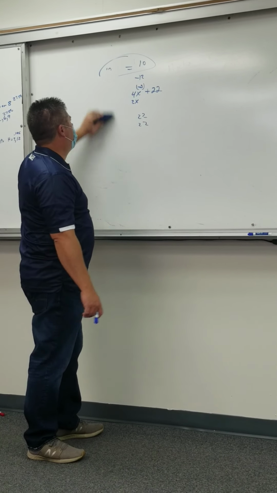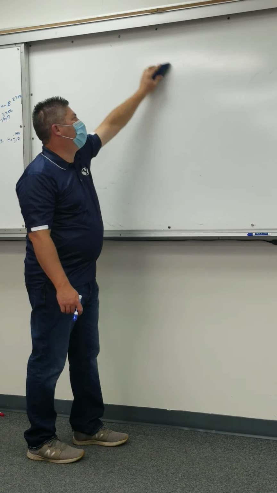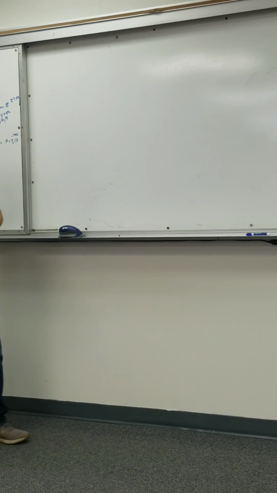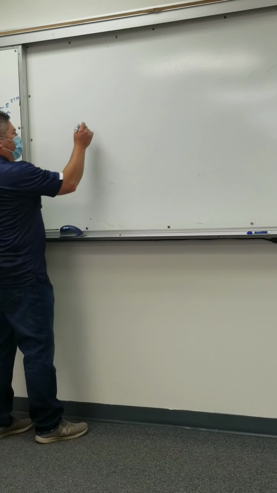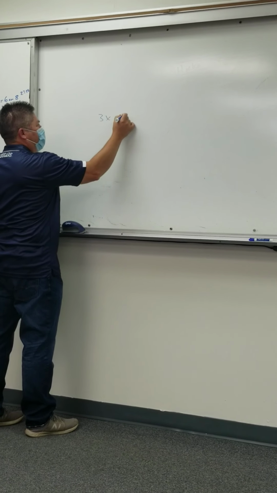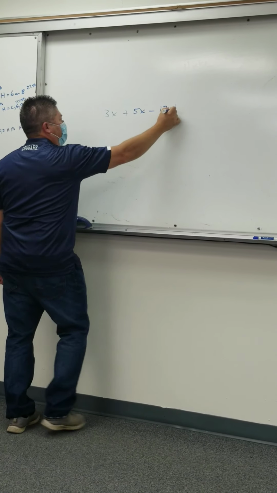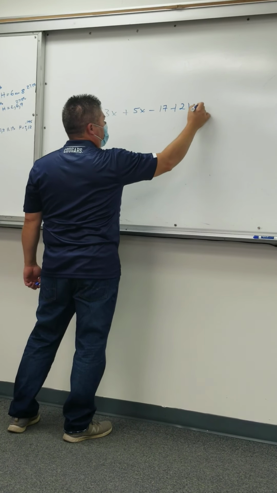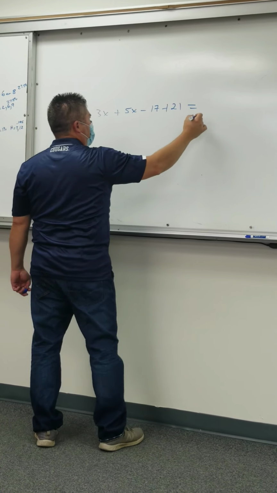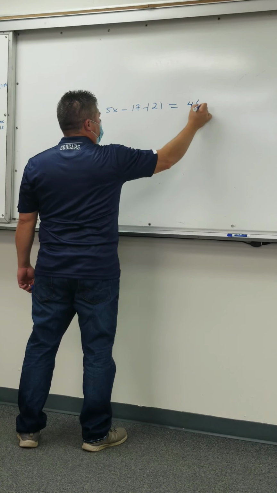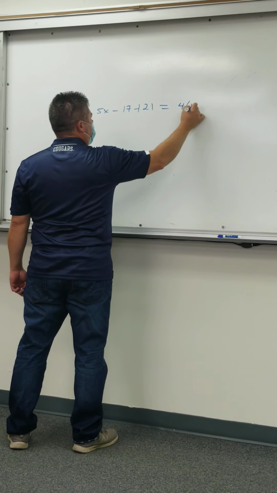Okay, let's try one more here before we go on. Let's say we had 3x plus 5x minus 17 plus 21 equals 4 times x.